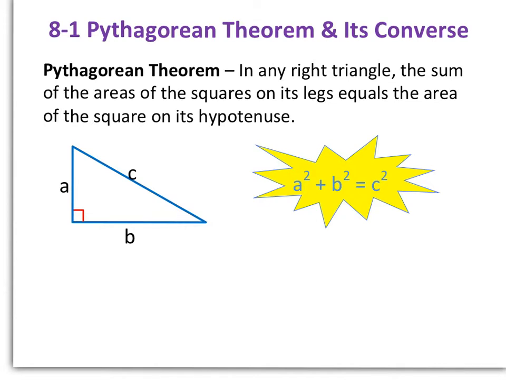So in a right triangle, remember that the hypotenuse is always opposite your right angle. And that will always be C. It does not matter which leg you call A and which leg you call B. So then the formula for the Pythagorean theorem says that A squared plus B squared equals C squared.